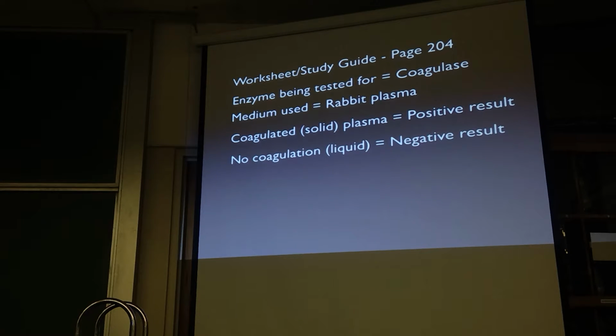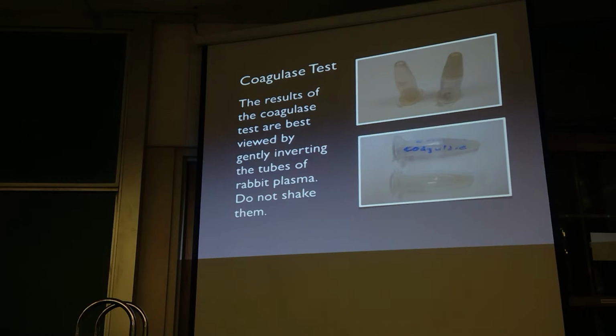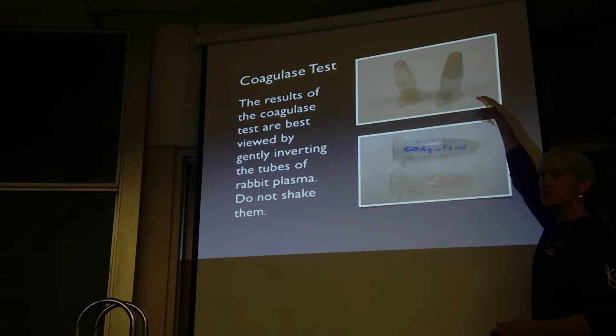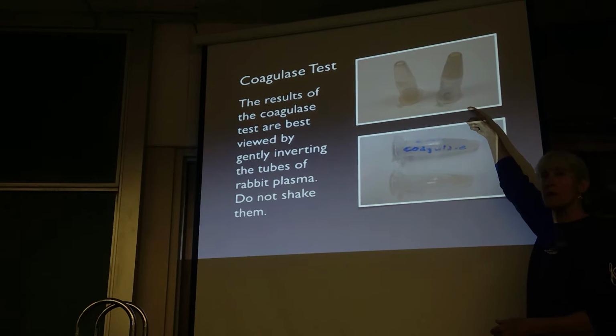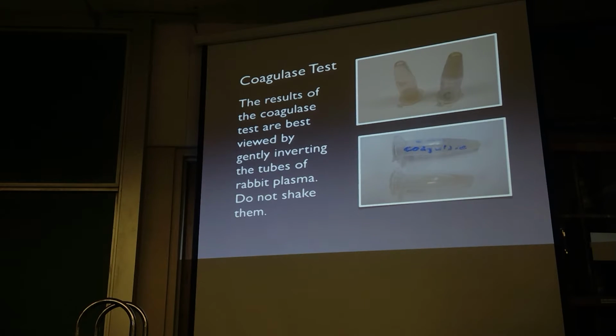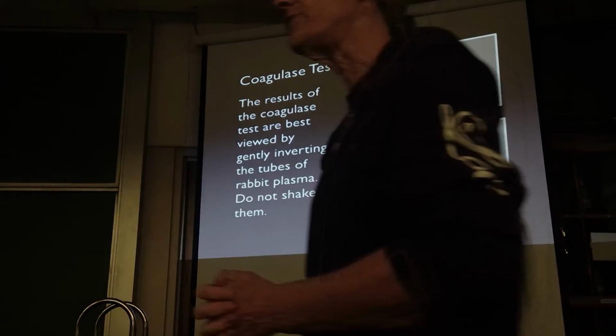So the enzyme being tested for is coagulase. The medium that we're using is rabbit plasma. So we put the culture in there. If the liquid becomes solid, it's coagulase positive. If the liquid stays liquid, it's coagulase negative. To read them, again, don't shake them, you just turn them upside down. If your material stays in the top of the tube, where liquid wouldn't, then it's solid, and that's coagulase positive. If it falls into the liquid, it's still liquid, and that's coagulase negative. But don't shake it, because you can break that coagulation, and then basically you have to start over and do it again.